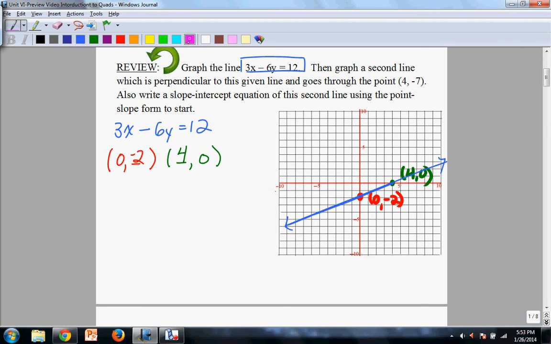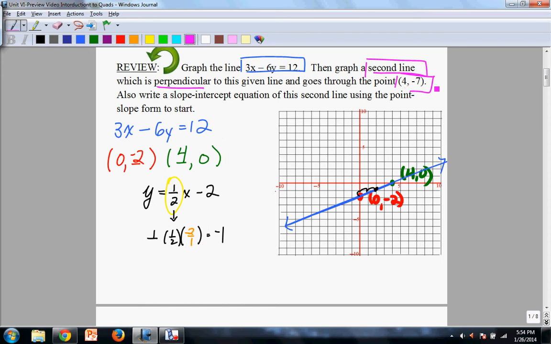Now we want to graph a second line, which is perpendicular and goes through this point. So we pull out the slope here. If we were to solve for the slope, this would equal y equals positive 1/2 x minus 2, if you were to change that to y equals mx plus b. So our given slope is 1/2. And you can check that: you go up 1 and over 2, and there it is. So our perpendicular slope, 1/2 times something, equals -1. Our perpendicular slope has to be -2/1.